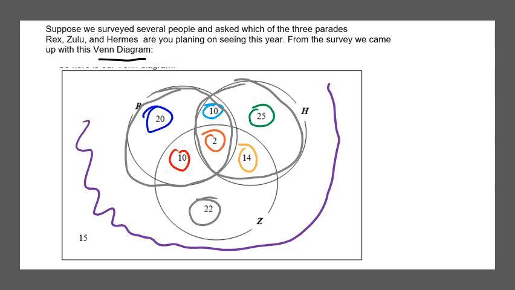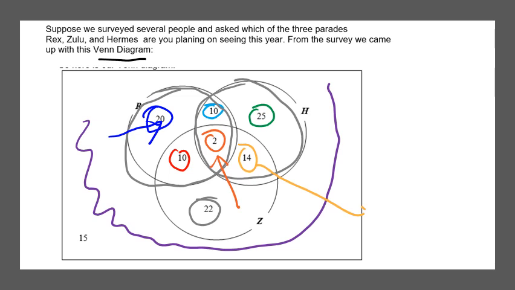So for example, this region right here, that consists of those who plan on seeing all 3 parades because they're in all 3 circles. This region right here, those are the people that are going to only see Zulu and Hermes because they're not in a Rex circle, right? This region here, these are the people that are only going to see Rex, right? So you got the idea?